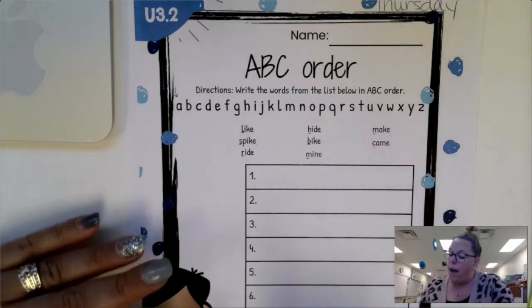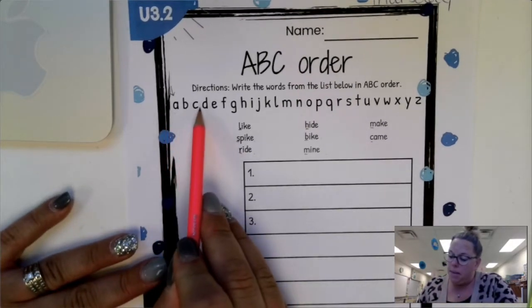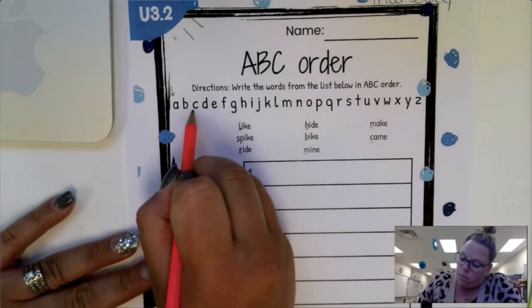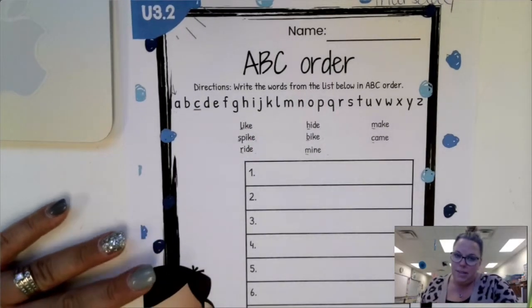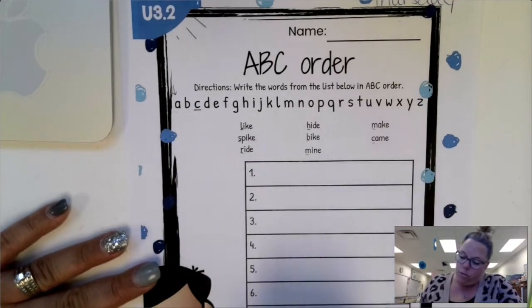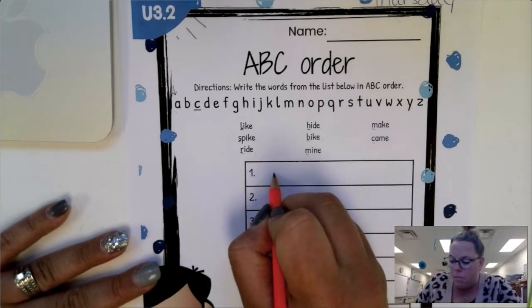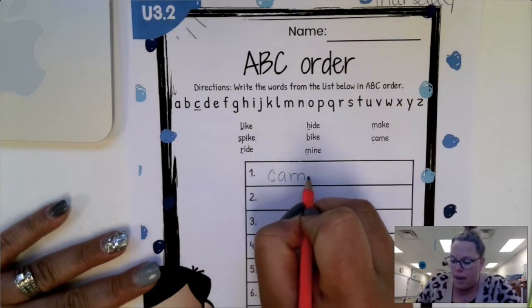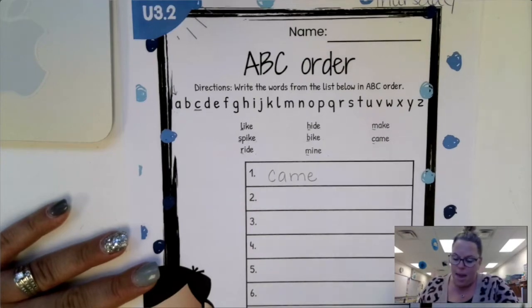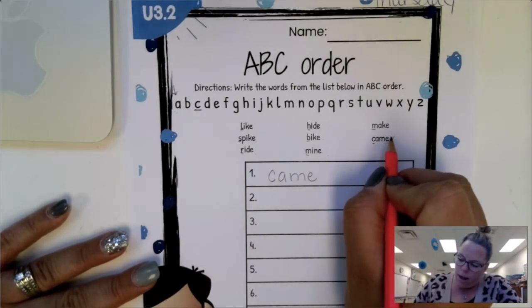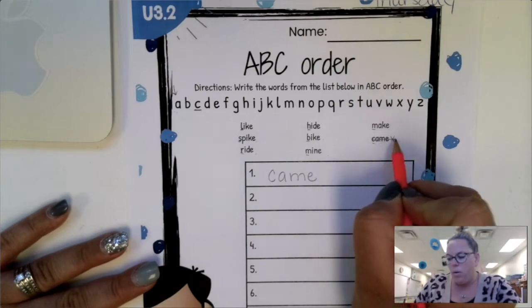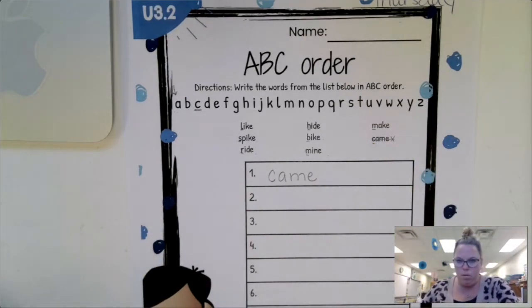So let's go ahead. A, B, C. I like to put an underline at C because that's where I'm stopping, because my first word is here already. The word is came. C-A-M-E. Came. And you can either put an X by it since we use it, or you just cross it off one time. You know that we won't go any farther. But oh my goodness, did we make a mistake? Good thing we use pencil when we do our work.